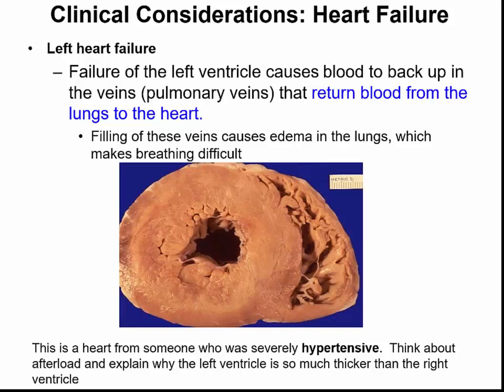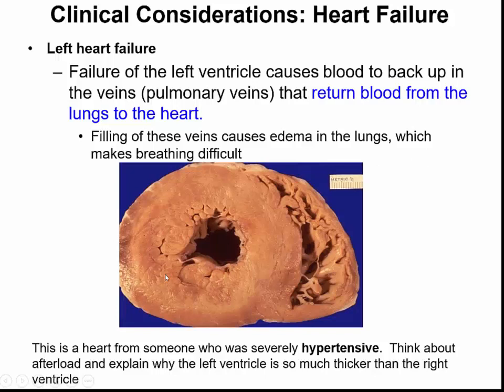In left heart failure, this is where you have the failure of the left ventricle that causes blood to back up in the veins, the pulmonary veins. They're going to return blood from the lungs to the heart. Well, if that blood's not able to move into that left ventricle and be pumped out by the left ventricle, that blood's going to accumulate more. You'll have more pressure in the pulmonary veins, and this is going to cause edema in the lungs, which makes breathing really difficult. That's where you're going to have congestive heart failure.